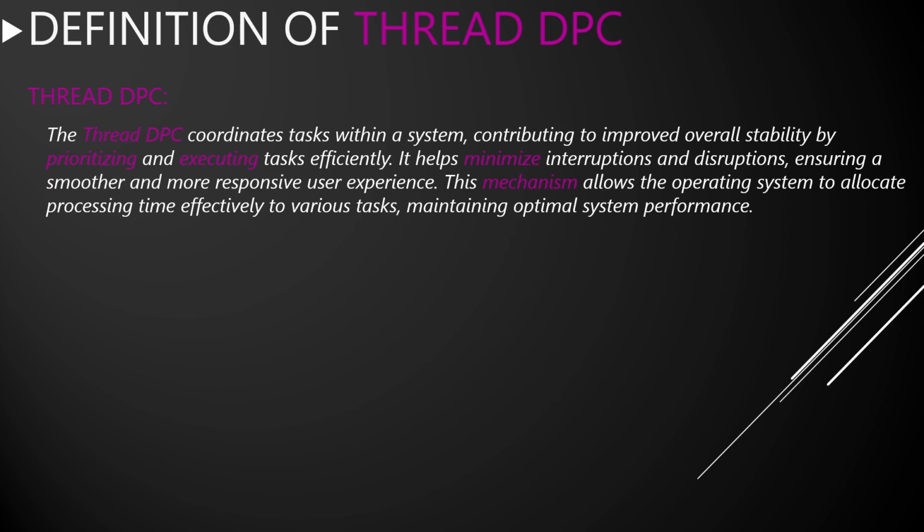So, first of all, Thread DPC is a navigator for Deferred Procedure Call, for DPC. Okay, and as you understand, Thread DPC prioritizes and executes tasks. So Thread DPC helps DPC to prioritize and execute tasks efficiently. Okay, and this helps to minimize interruptions and have a smoother and more responsive experience. Okay, that's the role of this mechanism in the operating system, in this procedure of tasks, of interrupts.